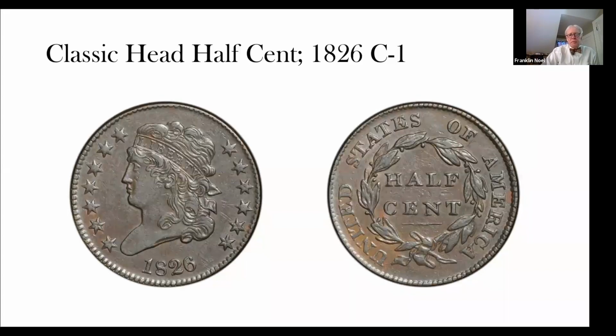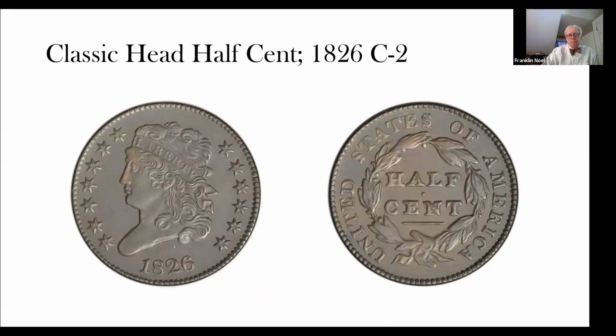There are also two varieties for 1826. This is the C1, and that's the C2. I'm sorry, the C2 is quite scarce, while the C1 is plentiful.